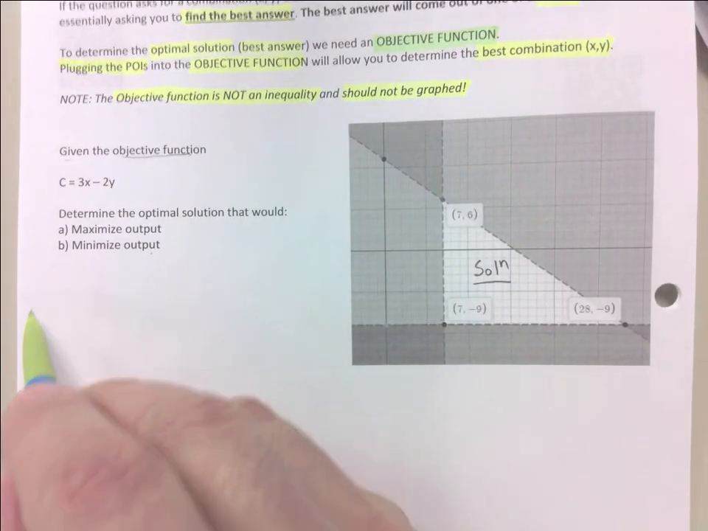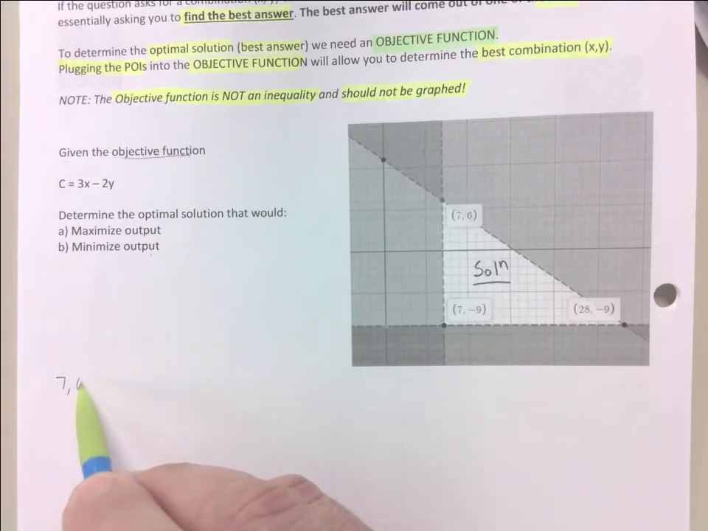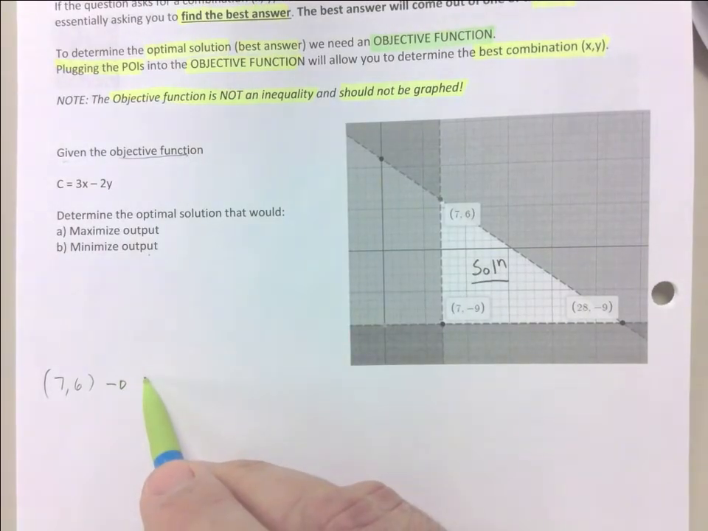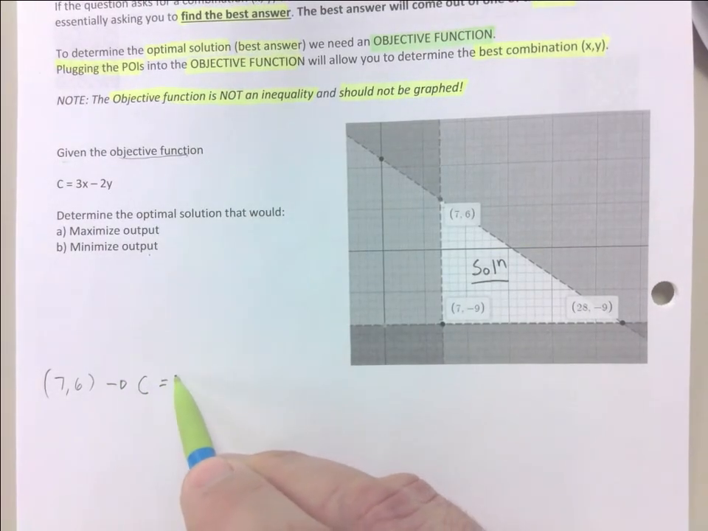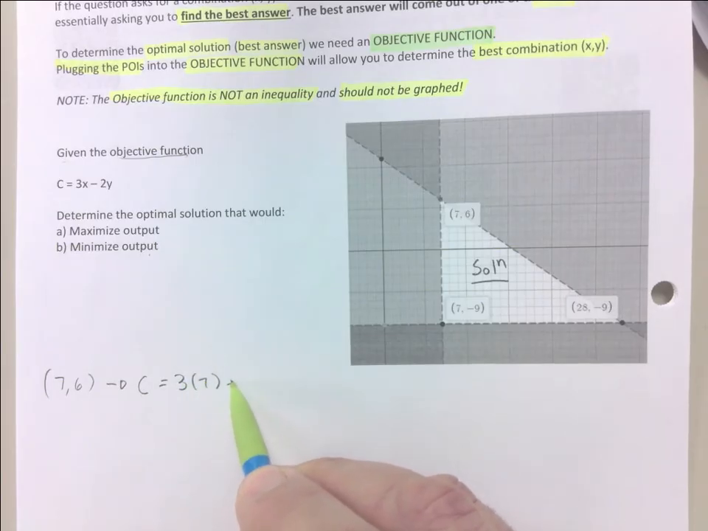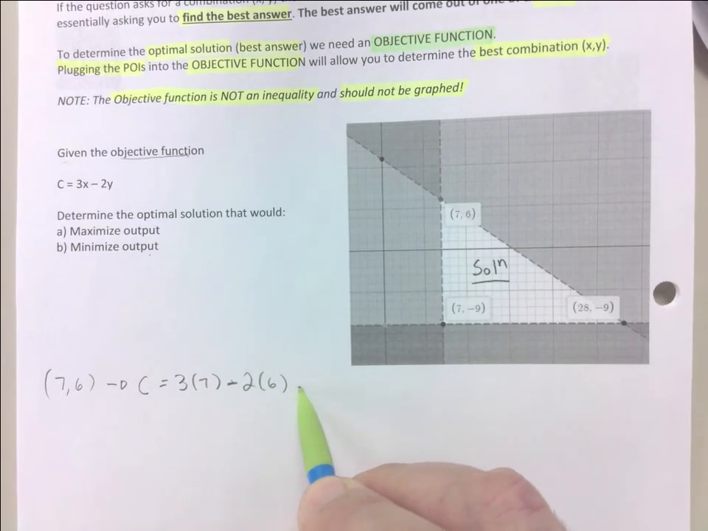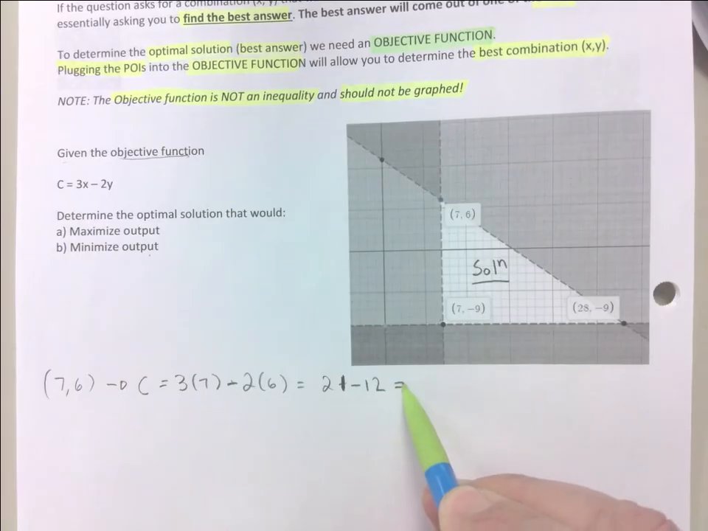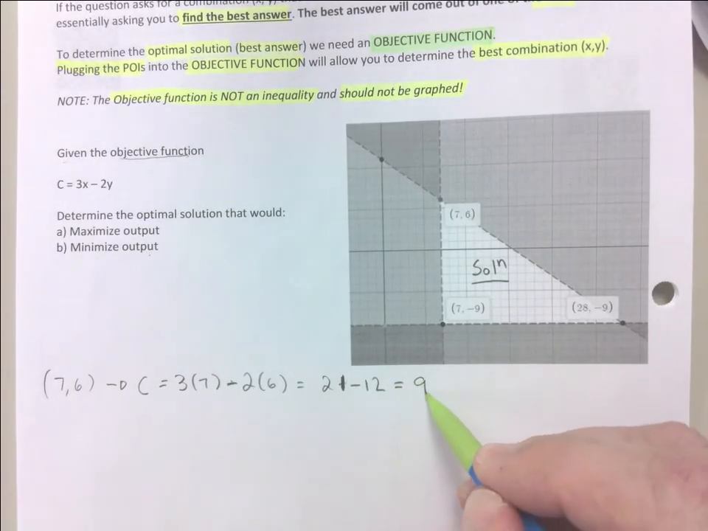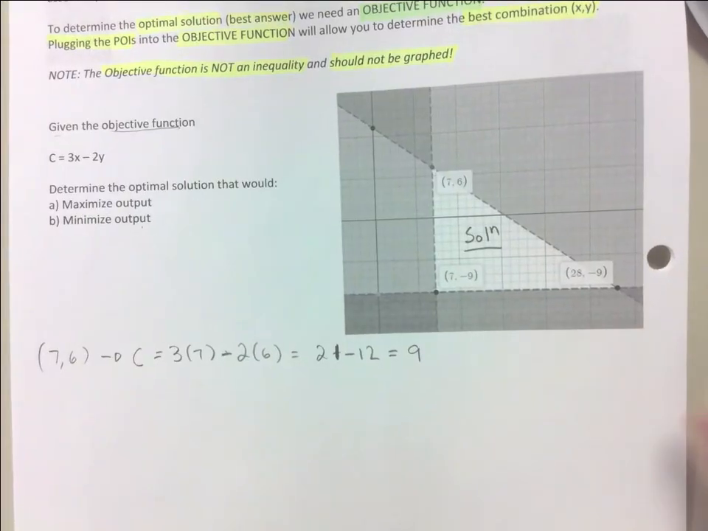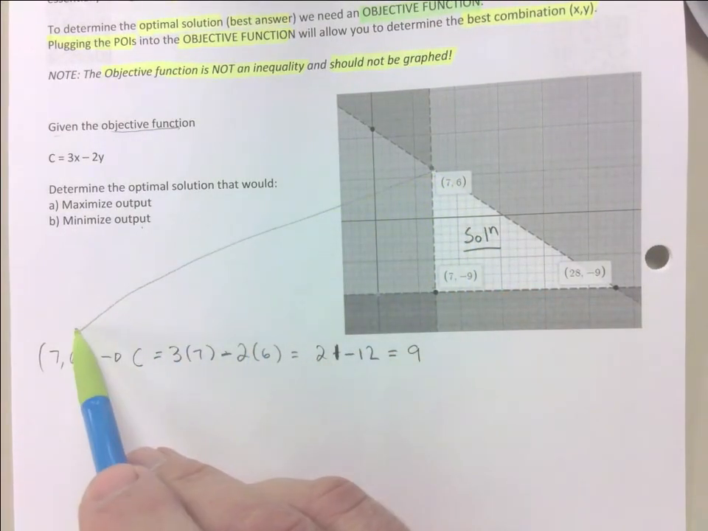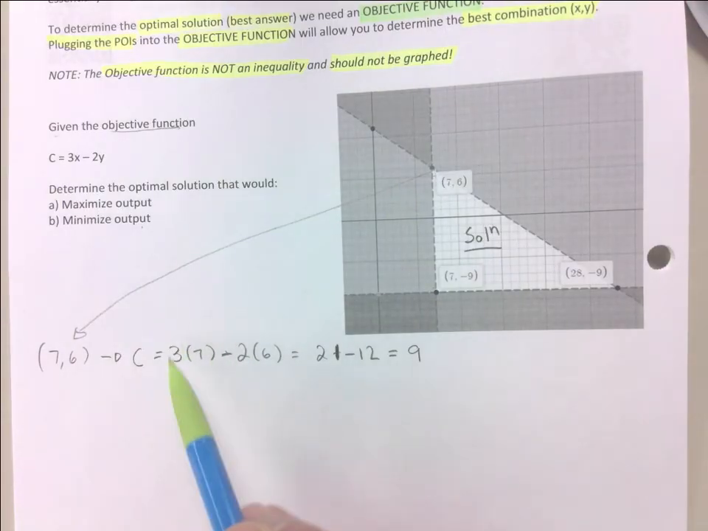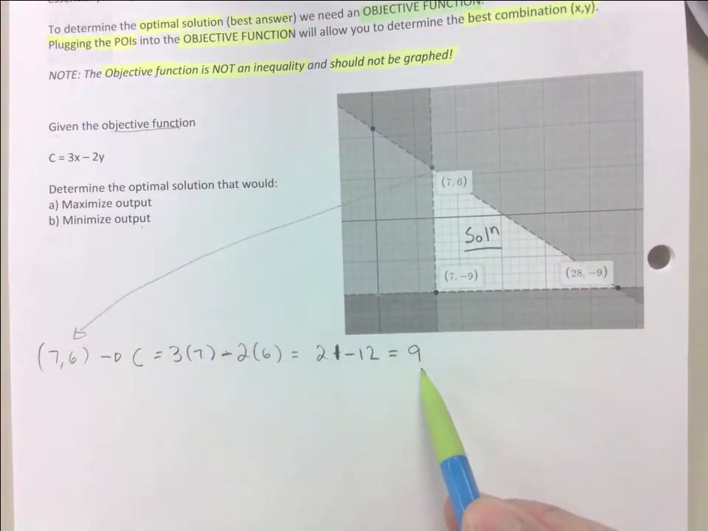So over here, 7, 6. I know, I should have done it the other way. I didn't know better back then. 3 times x minus 2 times y: that's 21 minus 12, and that is 9. Can you see that? I state the point of intersection, plug it into the objective function, and I get 9.